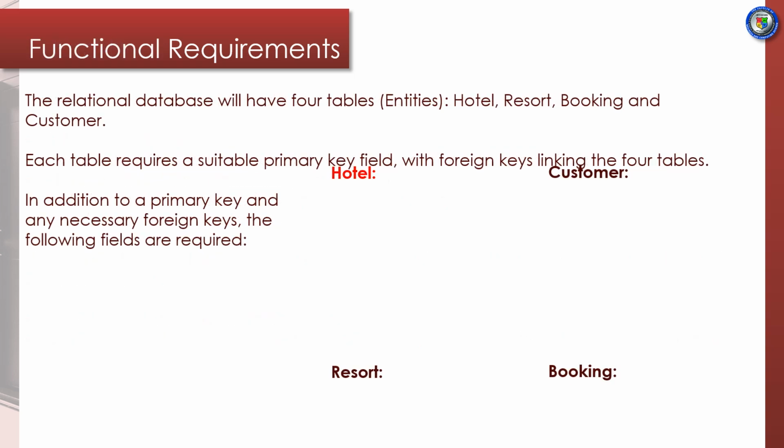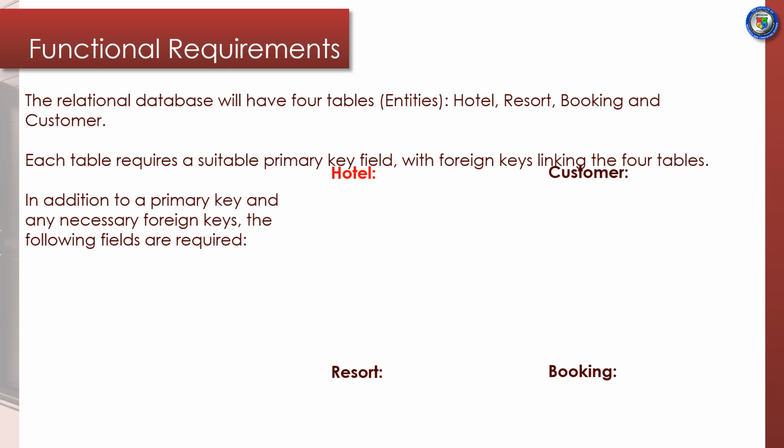From those end user requirements, we are able to build functional requirements. What do we have to implement within the database in order for staff to be able to carry out those tasks? In this case, the database will have 4 entities: hotel, resort, booking and customer. Each table or entity requires a suitable primary key field with foreign keys linking the 4 entities or 4 tables.